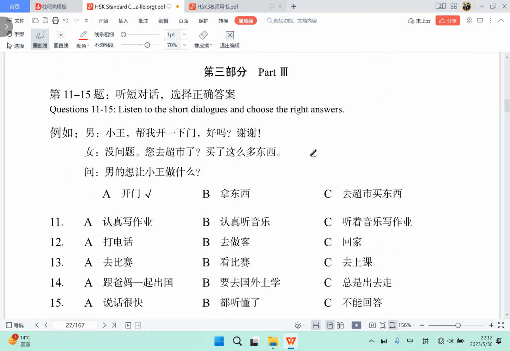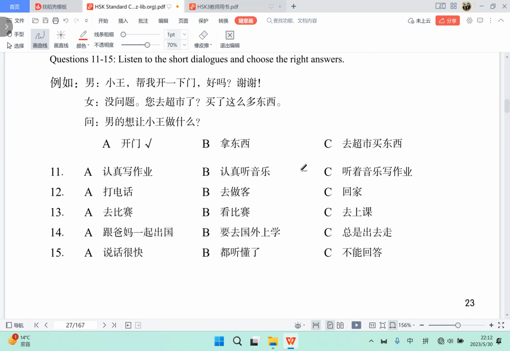Okay, we'll go to the third part, long conversation. We check the options first. 我们先看选项. 第11题, A 认真写作业. 认真 is like seriously or carefully. 写作业, to write 作业, the homework. B 认真听音乐, so to listen to music carefully, it's quite different, right? It's quite weird, right? Normally we listen to music to relax.